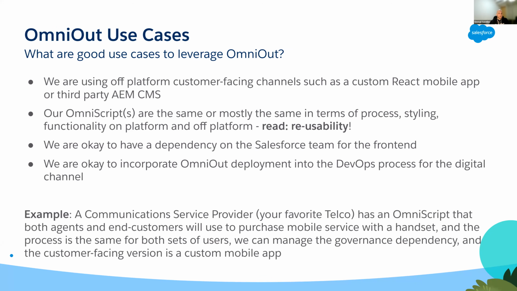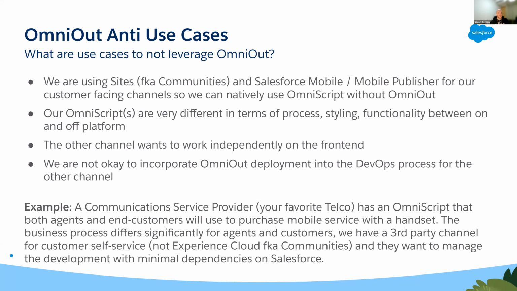To take the flip side of this, what is a good scenario not to use OmniOut? If you're using sites, aka Experience Cloud, which was formerly known as Communities, you don't need OmniOut. You can just directly use OmniScript. OmniOut doesn't give you any benefits. Just directly drag and drop the OmniScript in there. Same thing for Salesforce Mobile or Mobile Publisher. You can just directly use OmniScript, no need for OmniOut.